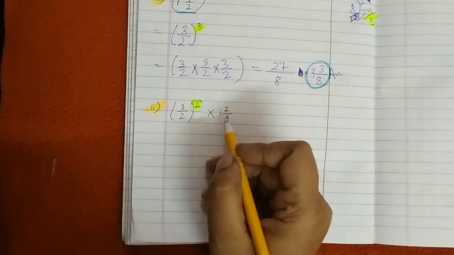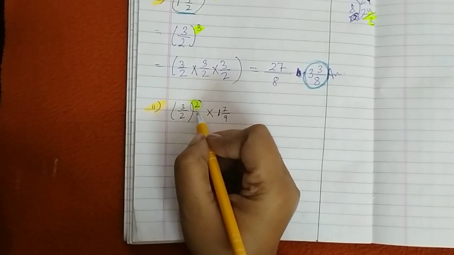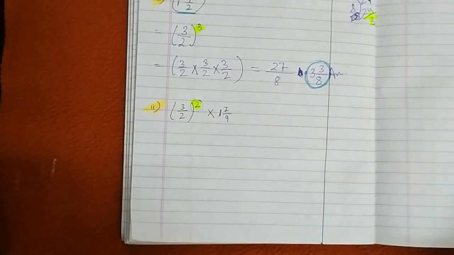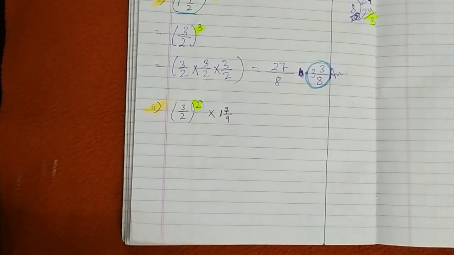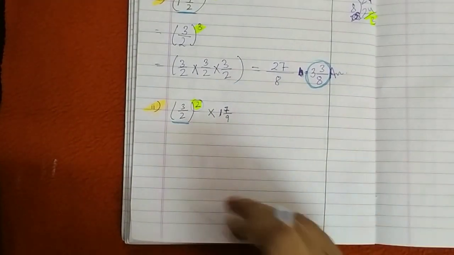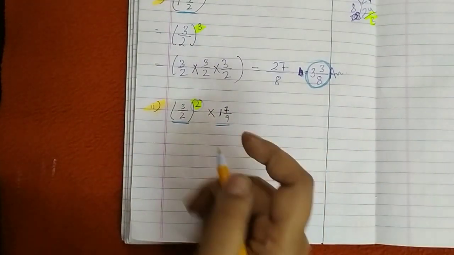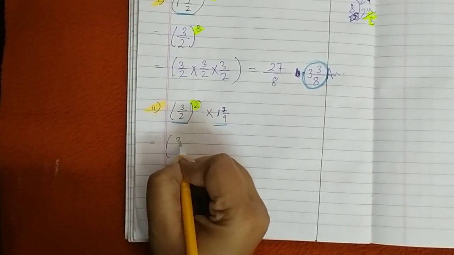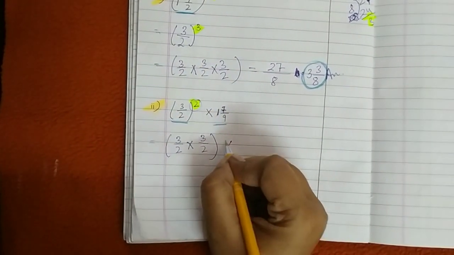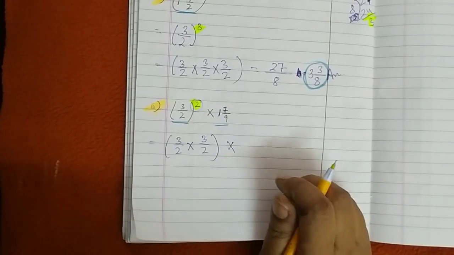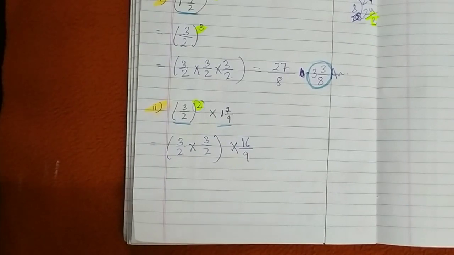So what is next? 3 upon 2 in the bracket raised to the power 2 multiplied by 1 whole 7 upon 9. First what you have to do? You have to write this 2 times and change this fraction into an improper fraction. So 3 upon 2 into 3 upon 2 close bracket multiplied by 9 ones are 9, 9 plus 7, 16. So 16 upon 9. This much is clear to everybody.